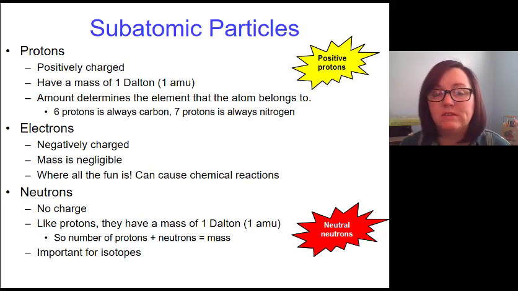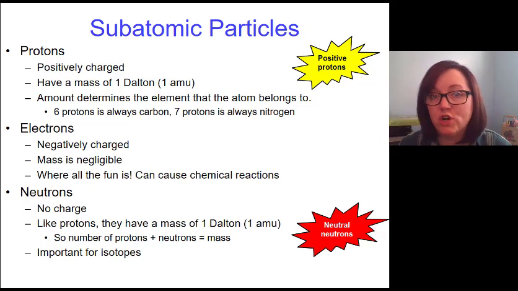The amount of protons in an atom is really important because it determines which element that atom belongs to. It turns out that every single carbon atom out there always has 6 protons. Every nitrogen atom always has 7 protons. Now, the numbers of electrons and neutrons within these atoms can differ, but the number of protons is what determines the element. The proton number also determines a property of the atom called the atomic number. We'll talk more about this in a little bit.